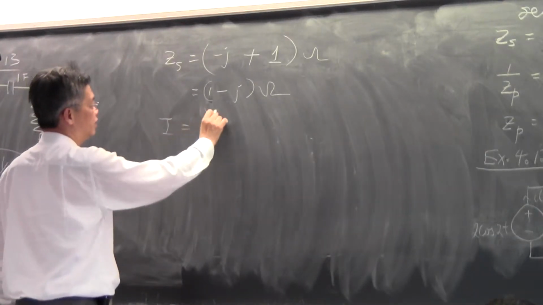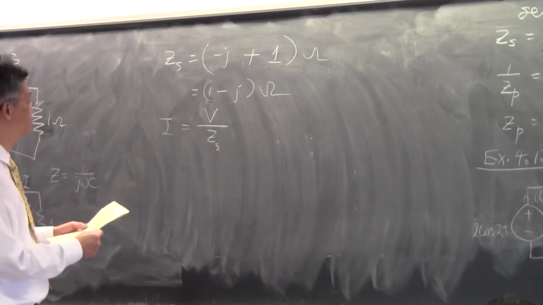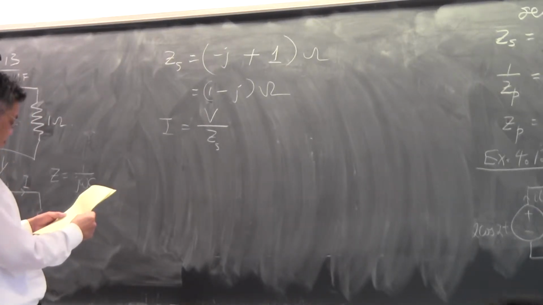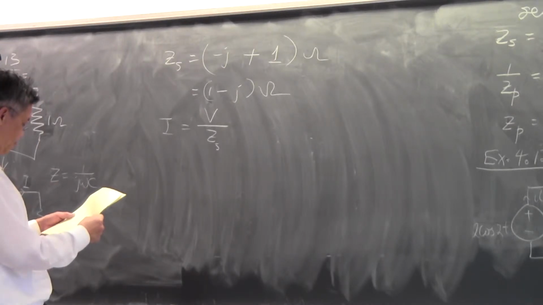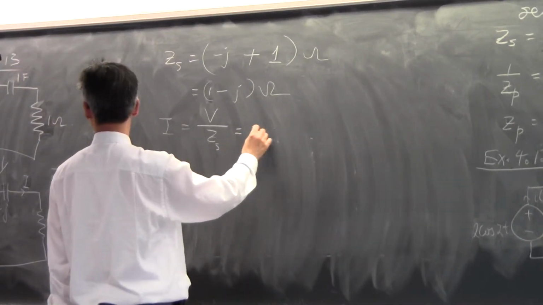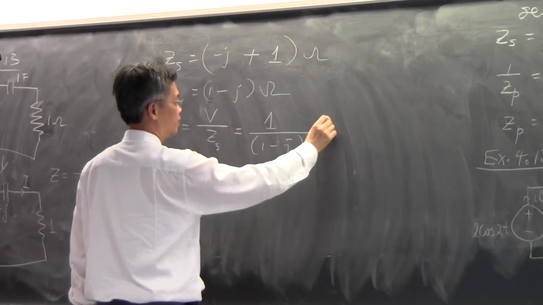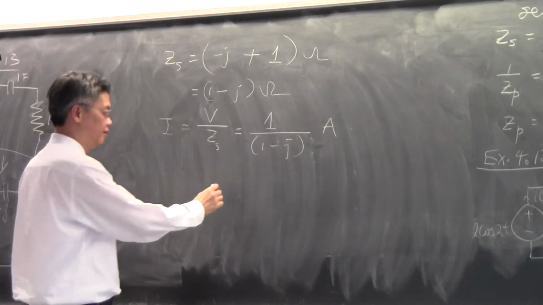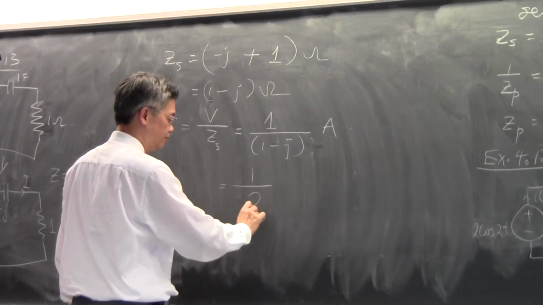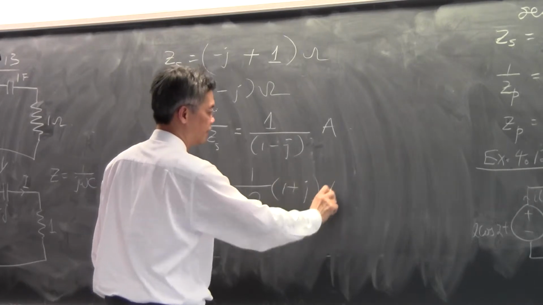And then if I were to figure out the current I, I would be equal to V over Z series, the total impedance that this voltage sees. That would be equal to 1 divided by 1 minus j amps. And this one is equal to 1 divided by 2. I take the magnitude of this. A squared plus B squared is 2, and then 1 plus j amps.